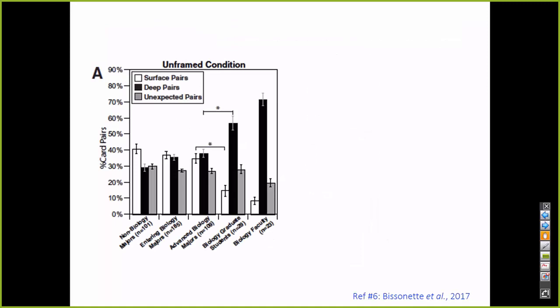Okay. So then you get really pretty graphs like this. There are different ways to look at the data. One is called percent card pairs, and I'll explain that in a second. But basically it's just a measure of how much they were sorting into the deep pairs. So what you can see is as you get more and more expertise, sorting into the deep pairs goes up. The surface pairs are going down, especially when you are a graduate student.